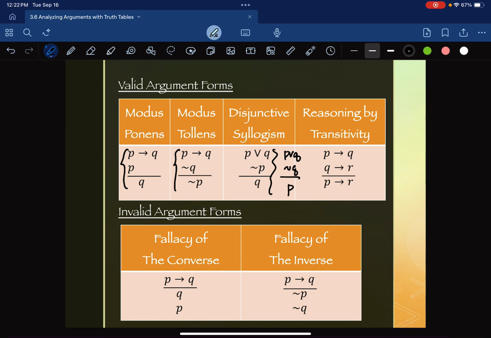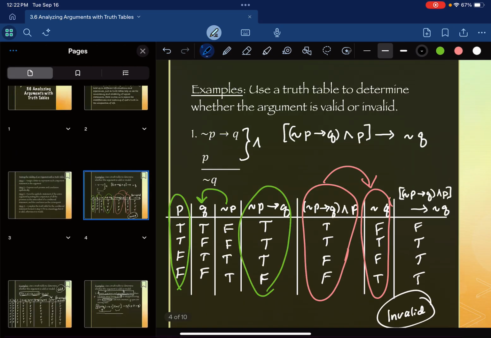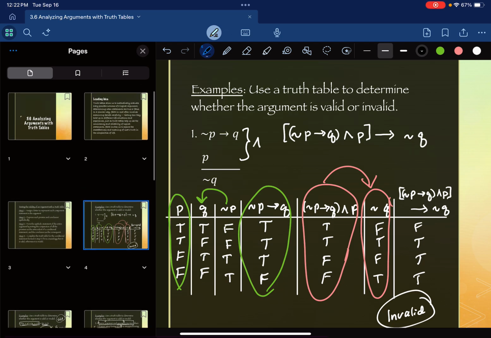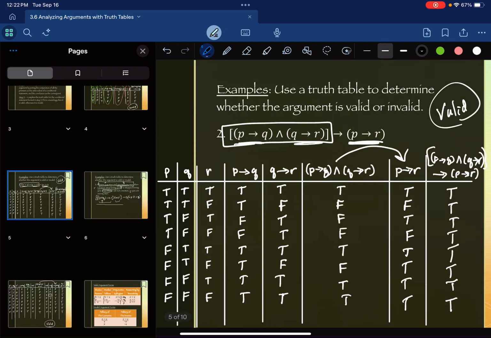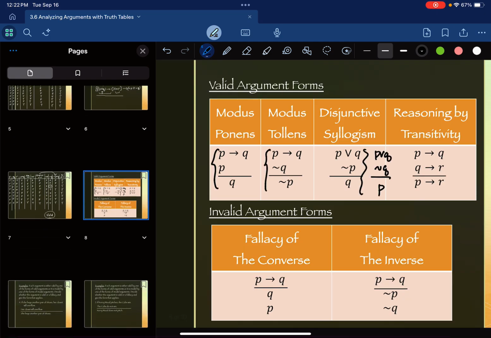And then reasoning by transitivity might look a little bit familiar. We actually saw that happen today in our second example. So check it out. Example number 2 had that form. That one, there we go. It says P implies Q and Q implies R, therefore P implies R. It's exactly what reasoning by transitivity is.